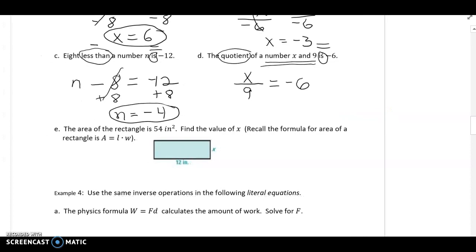All right, so now that we have our equation written, let's go ahead and undo operations. Since it's division by 9, we want to do the inverse, which means we're going to multiply by 9. So here we have x is equal to -54.